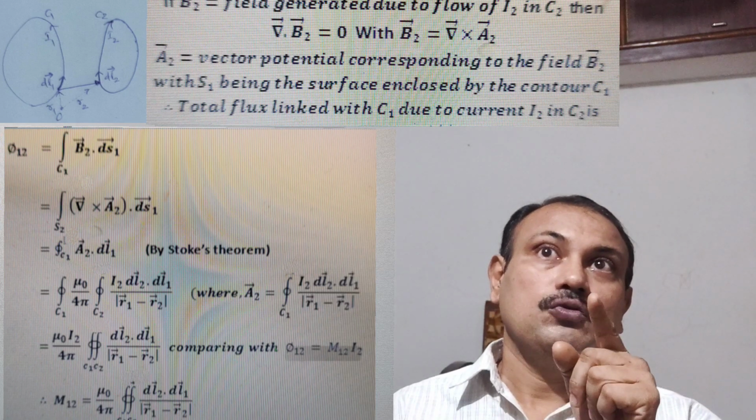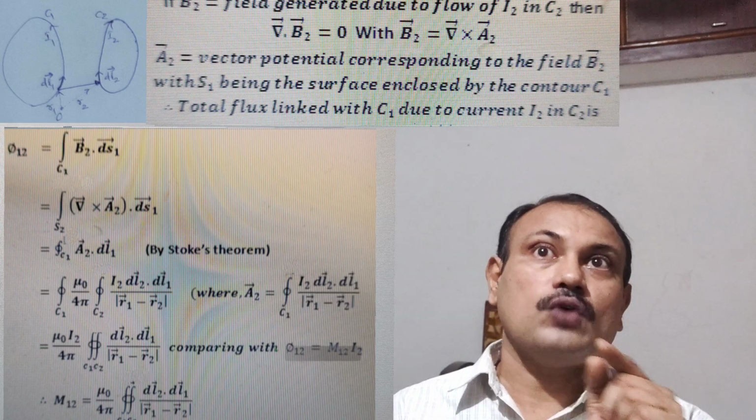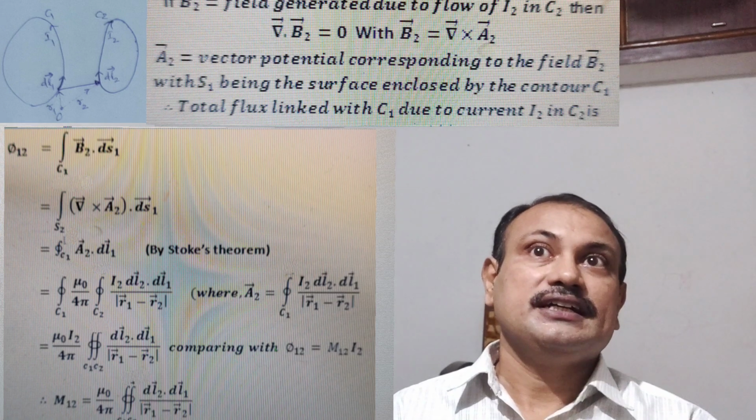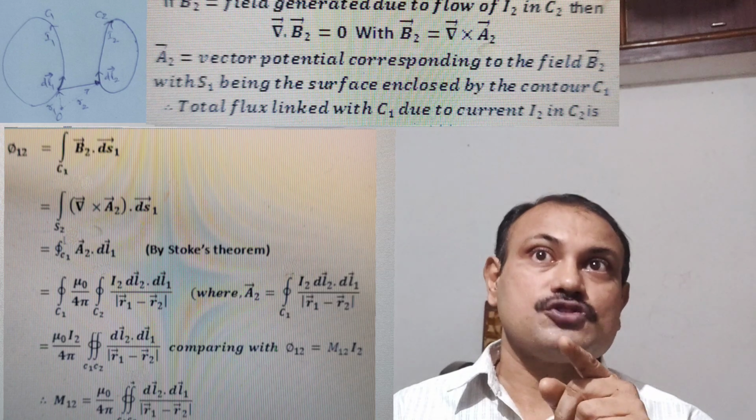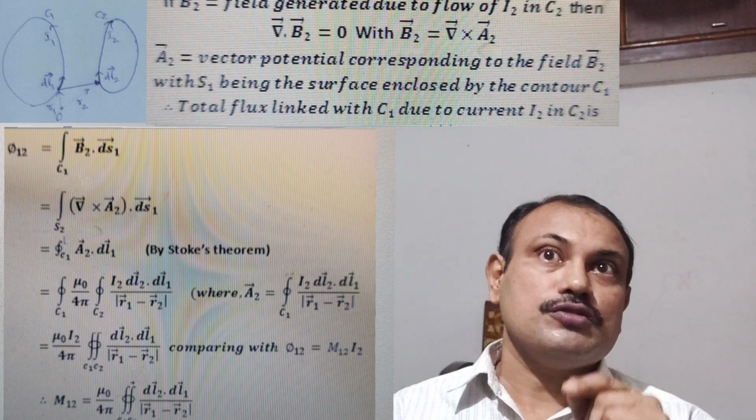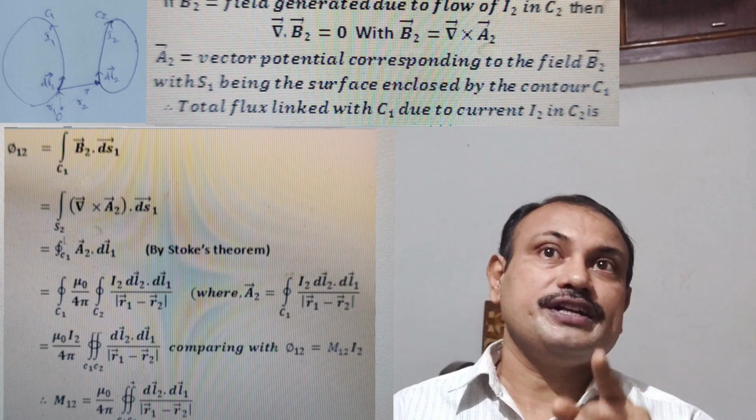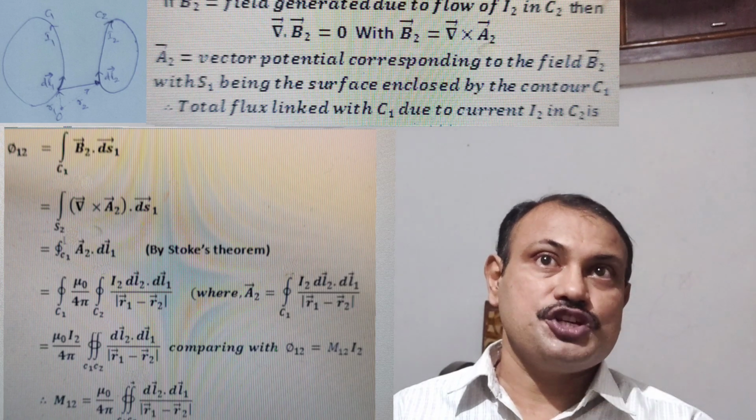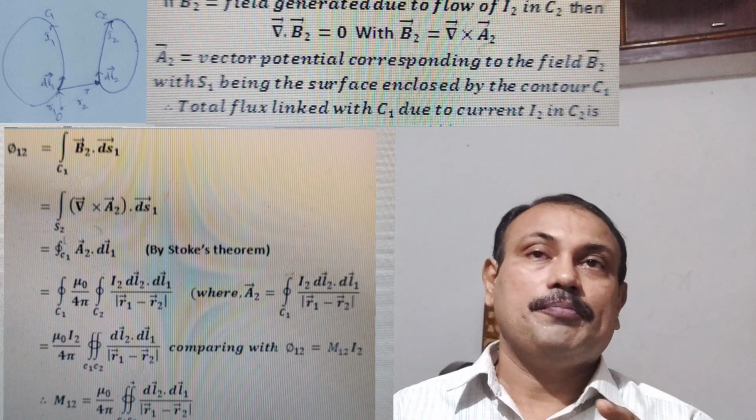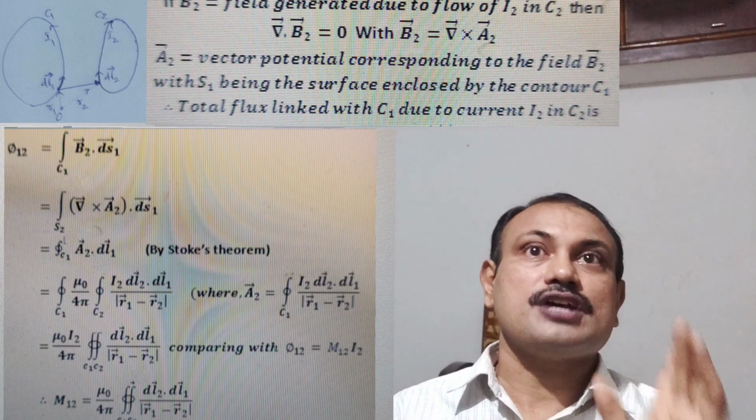So therefore we can compare phi 12 with M12 I2 to write that the mutual inductance coefficient M12 can be written equal to mu0 by 4 pi, closed contour integral C1, closed contour integral C2, dl2 dot dl1 vector upon modulus of R1 vector minus R2 vector.